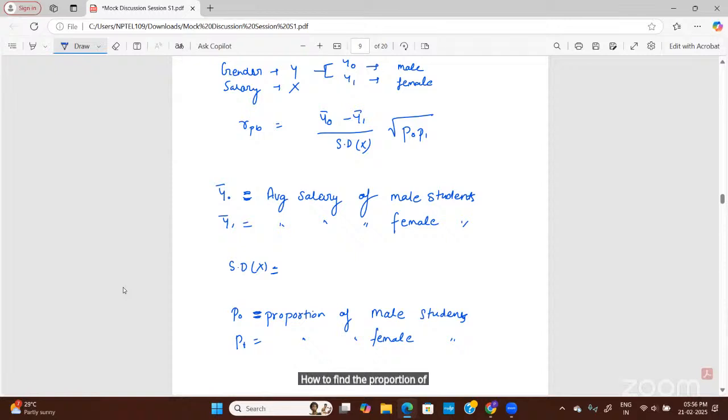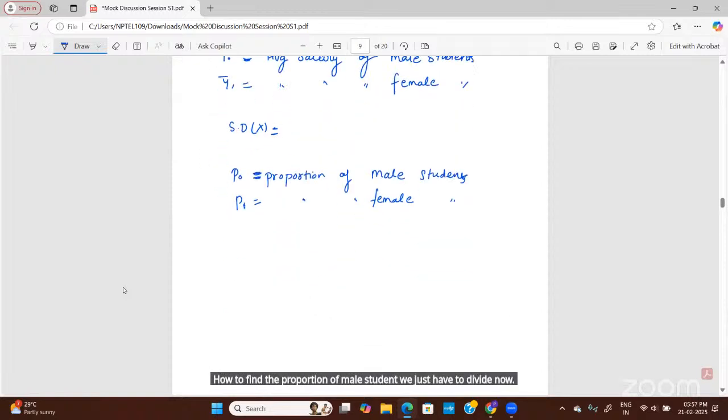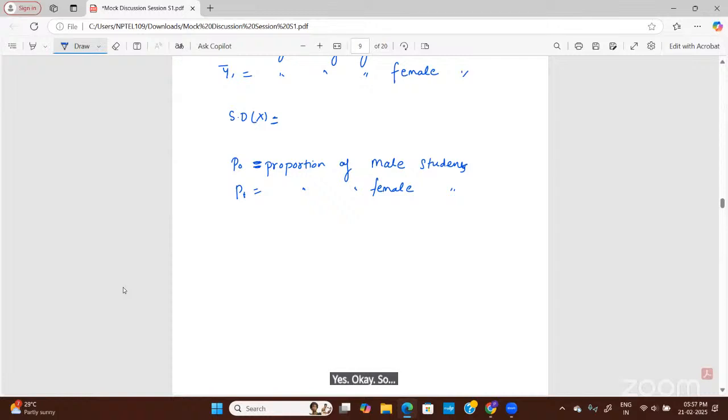Madam, how do we find the proportion of male students? We just have to divide, right? Yes. The number of male students divided by the total students. And for P1, it will be the total female students divided by the total students.